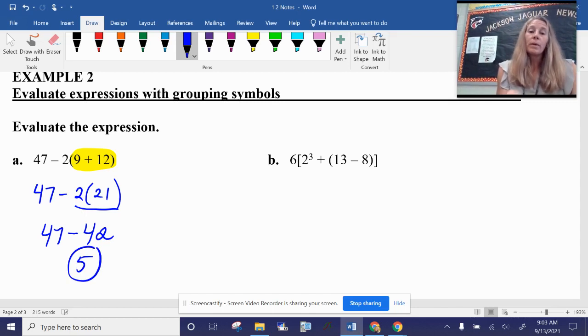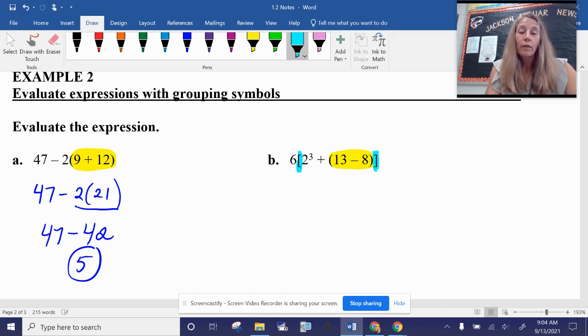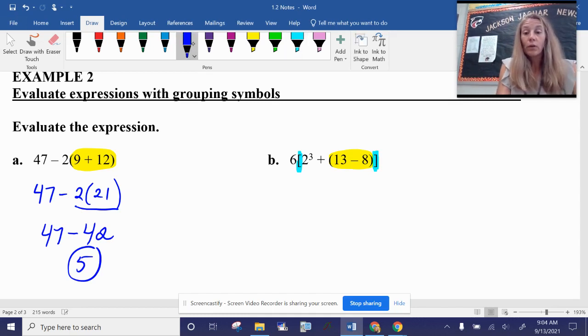Now, if you look at example B, there are 2 sets of grouping symbols. We have the parentheses here, which are those curved grouping symbols with the 13 minus 8 inside. And then we have a second set of grouping symbols. These are known as brackets. They're just kind of like a squared off version. The purpose of the 2 different types is so you know which one goes with which, and you always work from the inside out. So the 13 minus 8 is going to be done first.